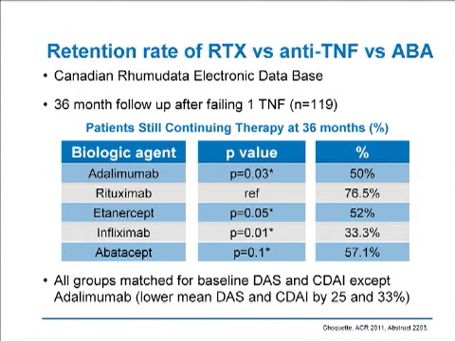So this is really a retention study. If you look at the biologic agent and how long they stayed on these agents, the numbers are shown in the right-hand column, percent that stayed on the switched agent at 36 months. All groups were matched for baseline DAS and CDAI, except the adalimumab group, which seemed to have, in general, a lower mean DAS and CDAI by about 25 and 33% respectively.